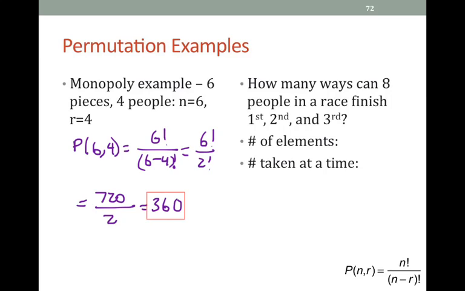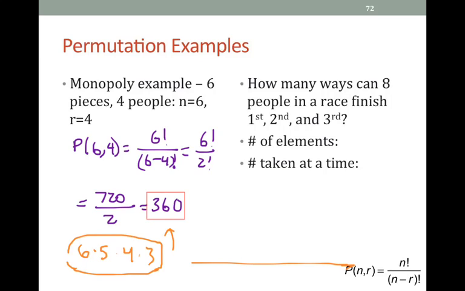Now remember, we got that yesterday by saying, well, the first person's going to have 6 to choose from, the second person's going to have 5, and the third person's going to have 4, and the fourth person's going to have 3 to choose from, and you multiply those out. So this strategy we are now using in a formulaic way by doing a permutation. So this is the same thing over here.